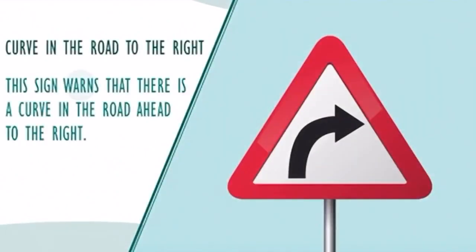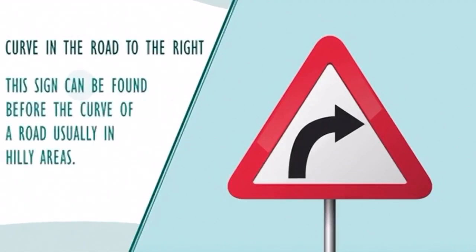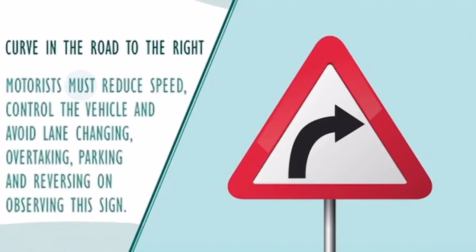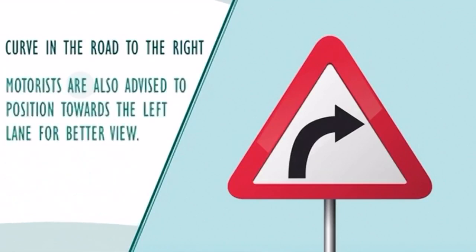This sign warns that there is a curve in the road ahead to the right. This sign can be found before the curve of a road, usually in hilly areas. Motorists must reduce speed, control the vehicle, and avoid lane changing, overtaking, parking, and reversing on observing this sign. Motorists are also advised to position towards the left lane for better view.